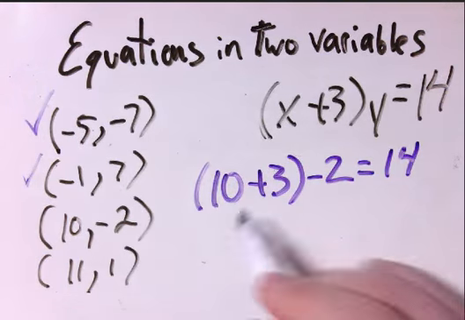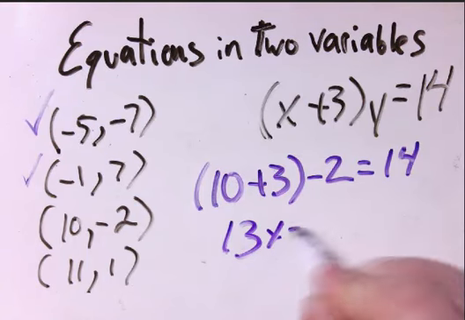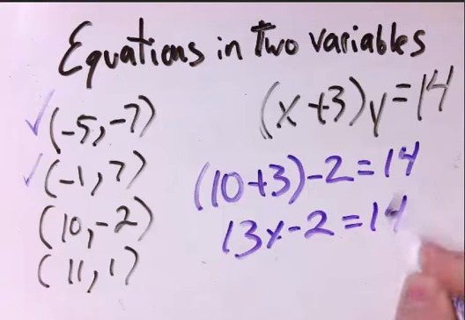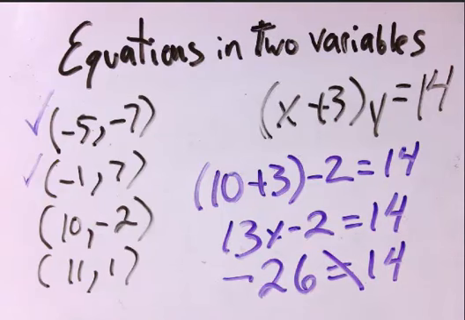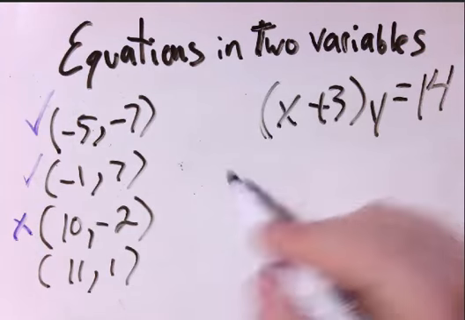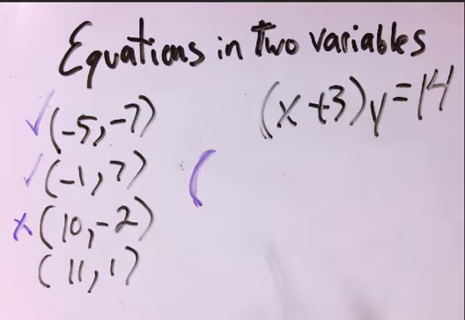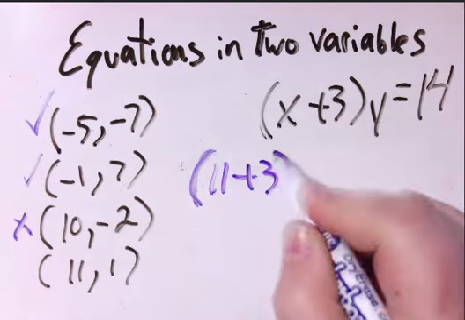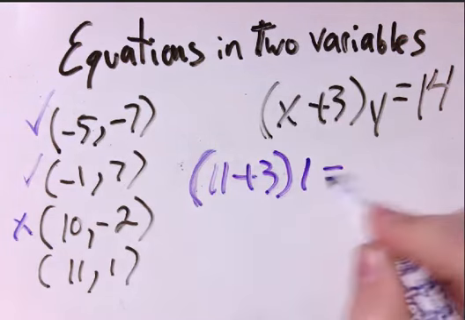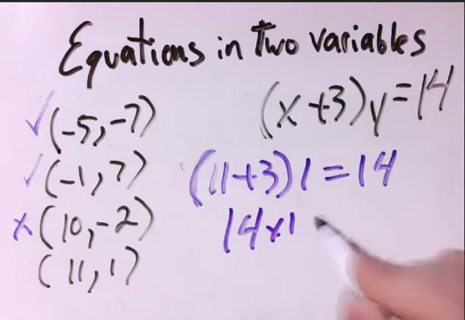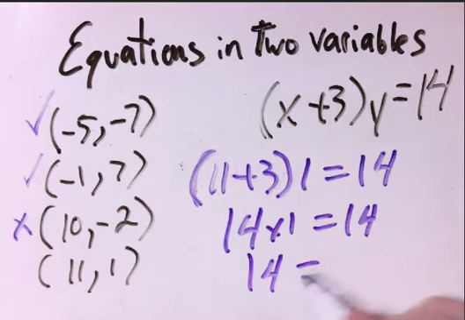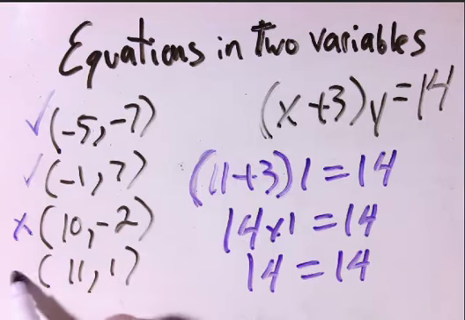So we have 10 plus 3, that's going to give us 13 times a -2. That's going to give us a -26, which is not equal to 14, so this one cannot be a possible solution. So let's make sure the last one either works or doesn't work. So we have 11 plus 3. We're going to multiply that by 1. So this gives us 14 times 1. And 14 times 1 does give us 14, so 14 equals 14. So this is also a solution to the equation.